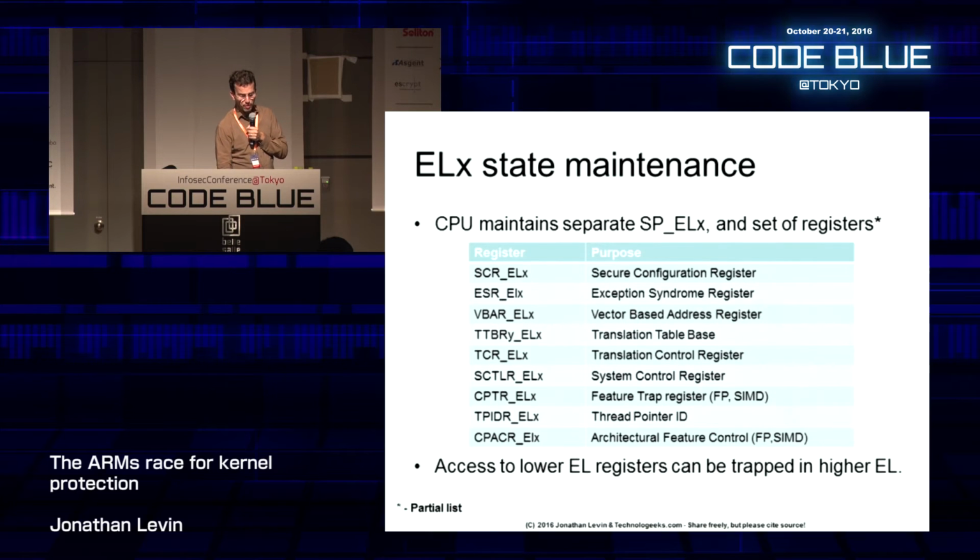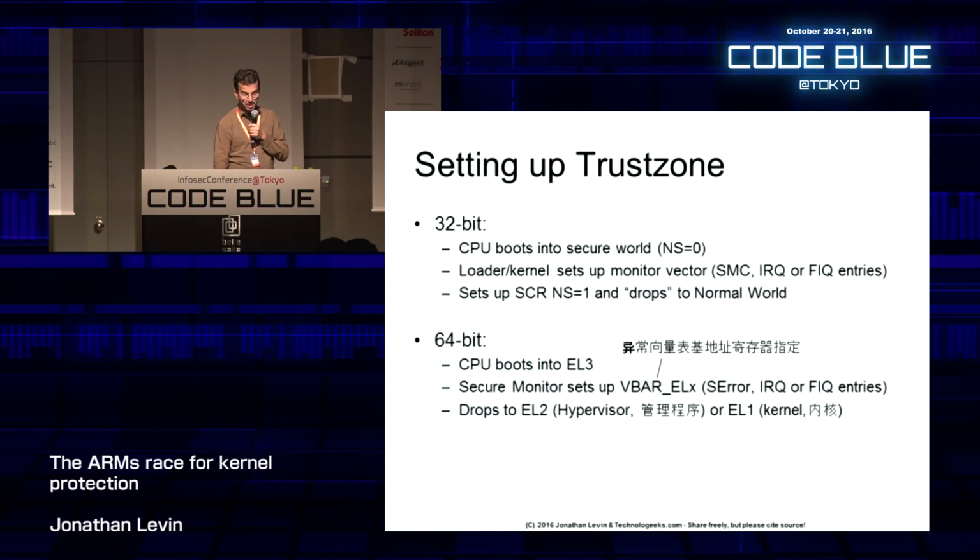But then you can see a lot of other things, including the vector-based address register, including the exception syndrome register, the secure configuration register. And the interesting thing about those registers is that they control processor behavior. So what you could do, for example, is you can then say that somebody in a lower level is not allowed to use the floating point registers. Or if they're trying to use the floating point registers, you need to be notified of this. And we'll see that in a little bit. So overall, that's the basic theory.